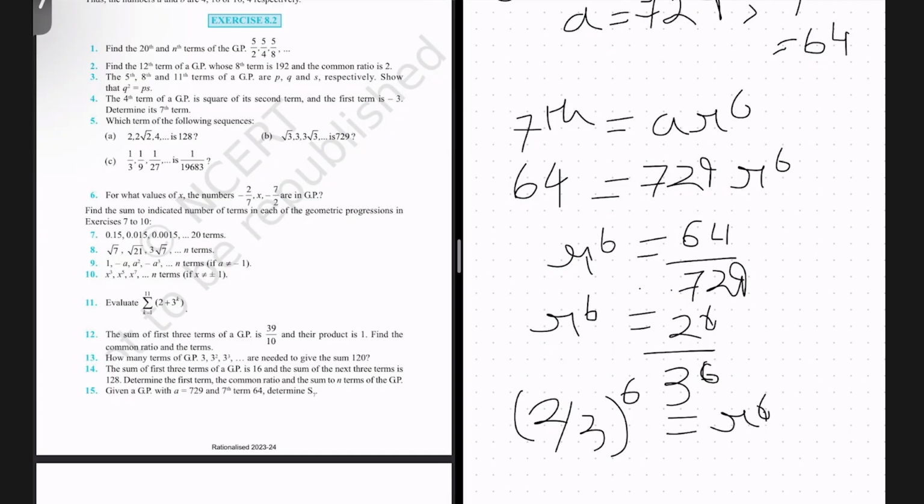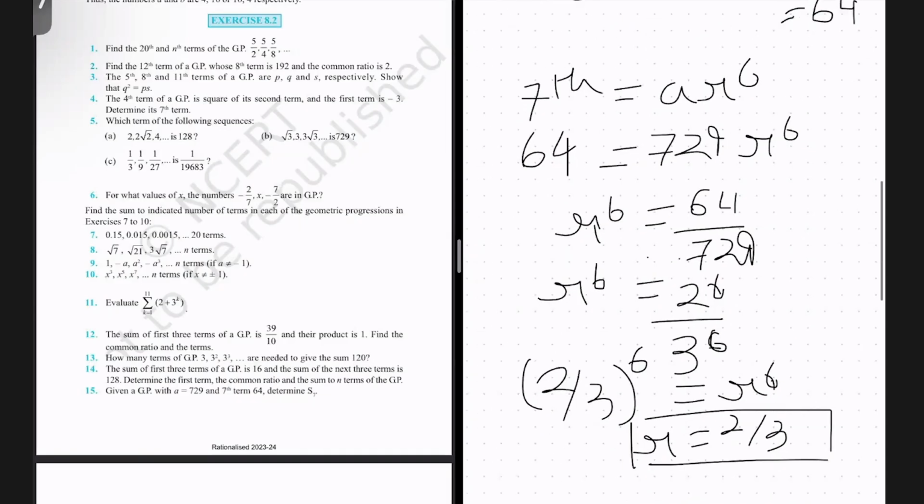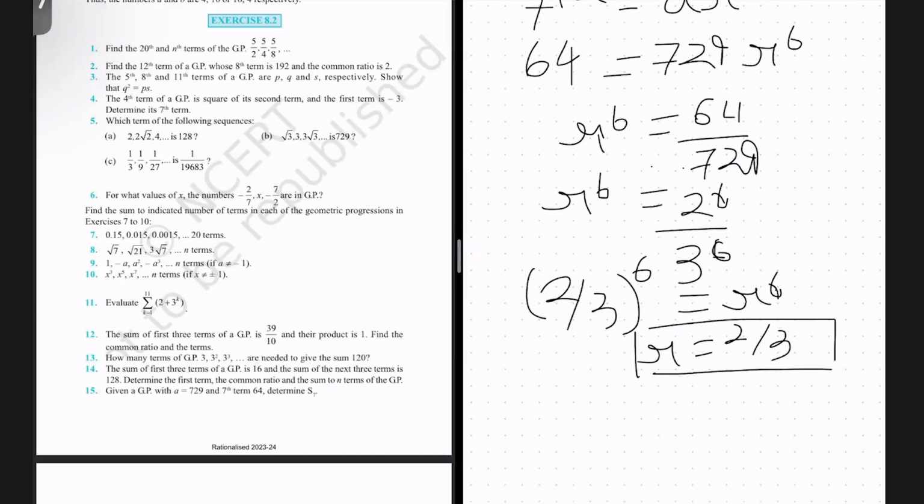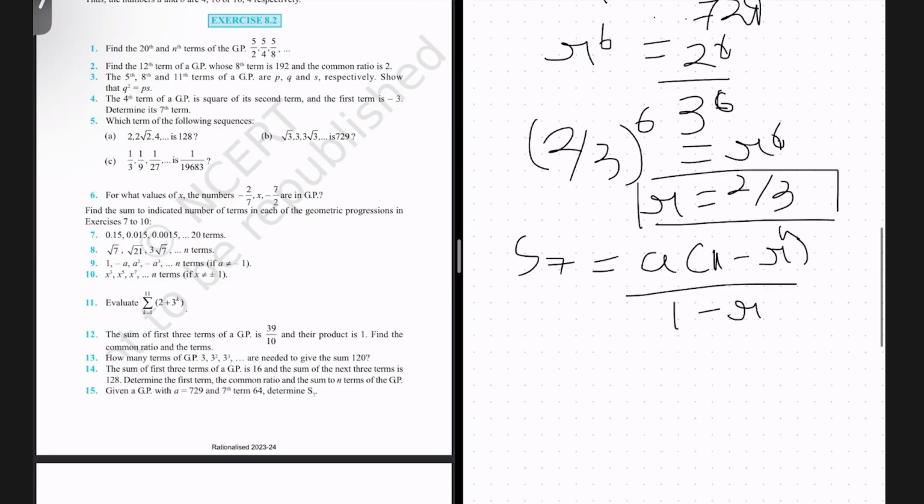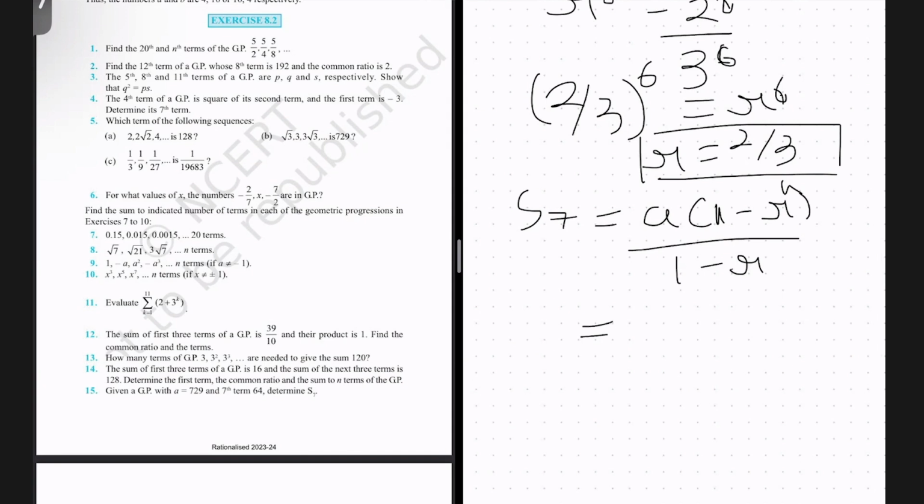When you solve for real roots of this equation, you finally have r being equal to 2 by 3. The common ratio that we now have is r equals 2 by 3, and we now have to determine what S7 is going to be. And so S7 is going to be A(1 minus r raised to the power n) upon 1 minus r. Correct. So plugging in the values of A and r into this equation, you have A as being equal to 729.